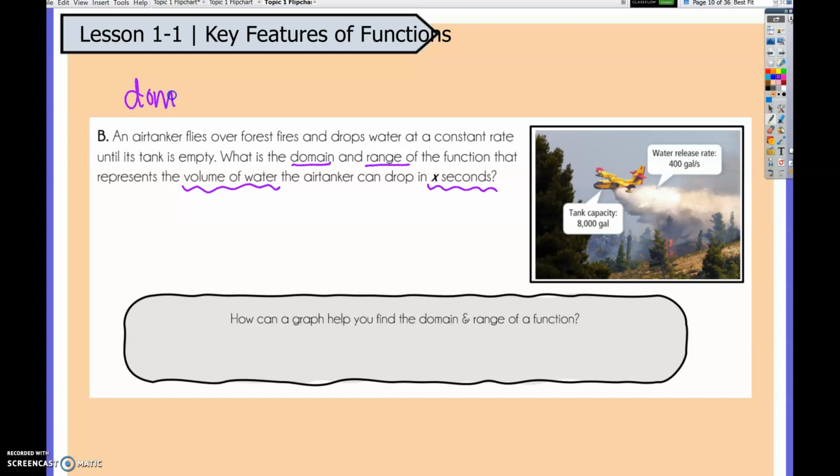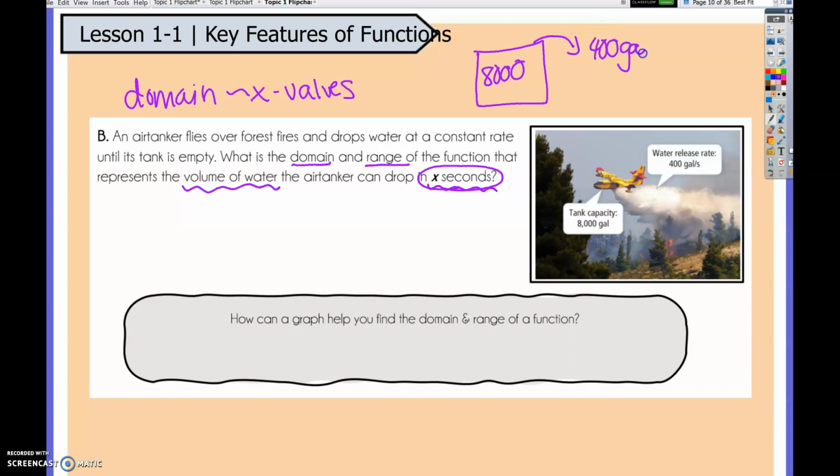Now remember, that domain has to do with all the x values of a function. So in this case, the domain will represent seconds or time. So if we want to know how long this tanker can drop water, we realize this picture doesn't actually tell us that. But say you have a full tank of water that holds 8,000 gallons, and you're going to pour out 400 gallons per second. Since domain has to do with time, they're asking how long is this airplane in the air or dumping water. If you're going to pour out 400 gallons every second, how many seconds would we need?